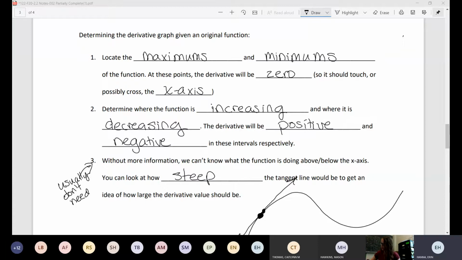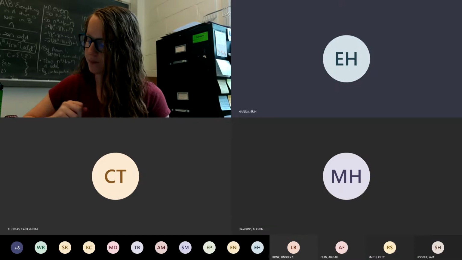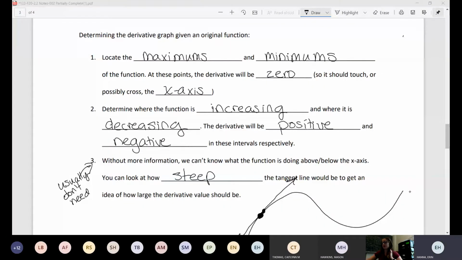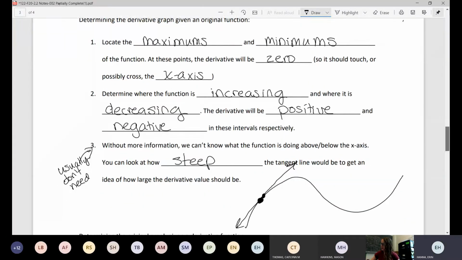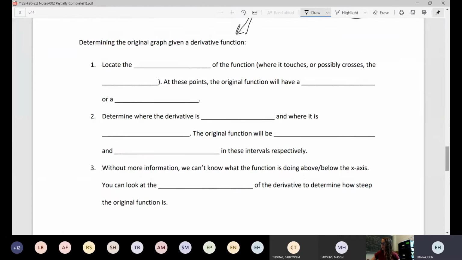So first thing is that I want to write down, let me reshade this one last time. So the first thing is I want to write down kind of those steps like we did for the other direction. So say we want to determine the original graph given a derivative graph. It's kind of the opposite of what you do in the other piece. So instead of looking at maxes and mins, we're going to look at the zeros of the function. So that means where it's going to touch or possibly cross the x-axis.